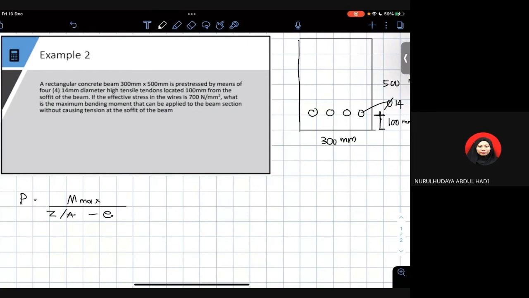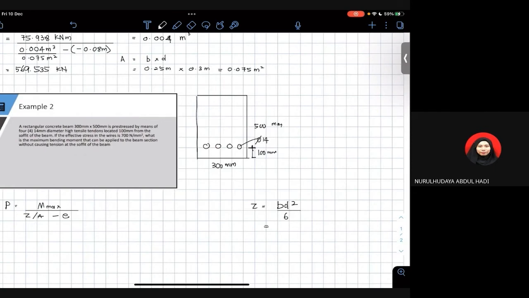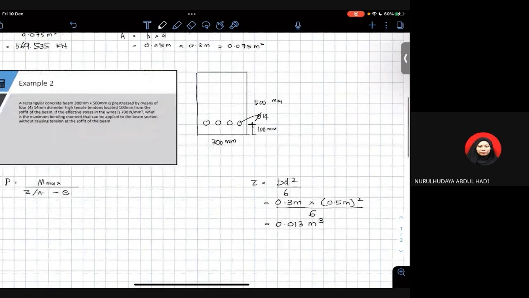Okay, I will find Z first. B is 0.3 meter times 0.5 meter to the power of 2 divided by 6. It is 0.013. Then the value of A is 0.3 meter multiplied by 0.5 meter.